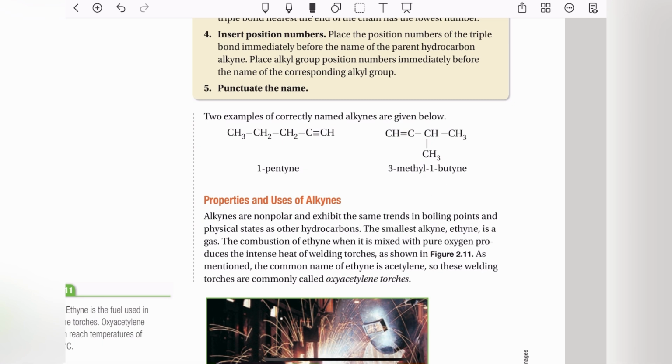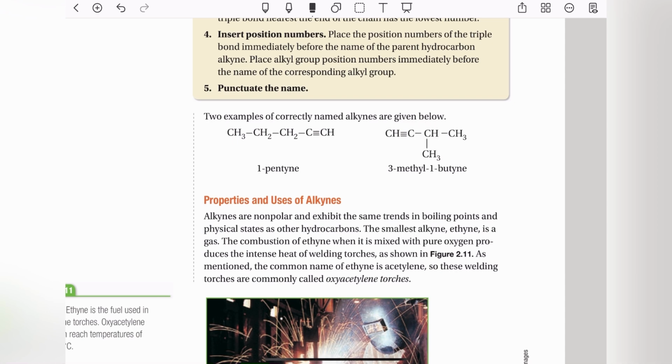This is 3-methyl-1-butyne, and now let's break this name down. So the parent hydrocarbon would be this chain right here. It has 4 carbon atoms, therefore butyne, and "-yne" is for the single triple bond. 1, because again, if we were to number the parent hydrocarbon, in this case from left to right, this carbon right here would have number 1, so that's where the 1 comes from. And then methyl is the alkyl group that is on the third carbon of the parent hydrocarbon.